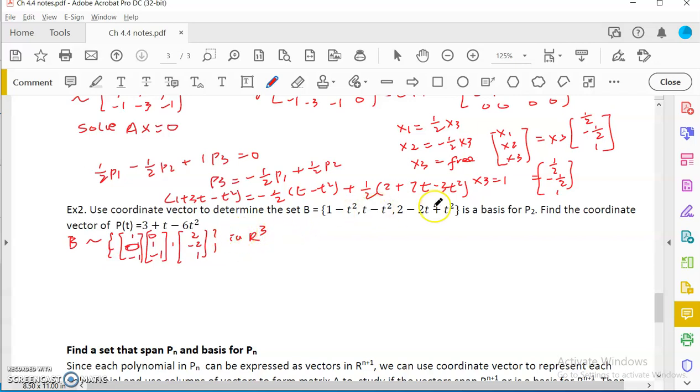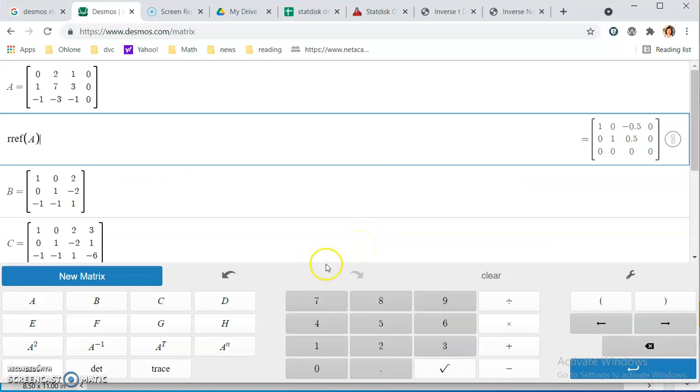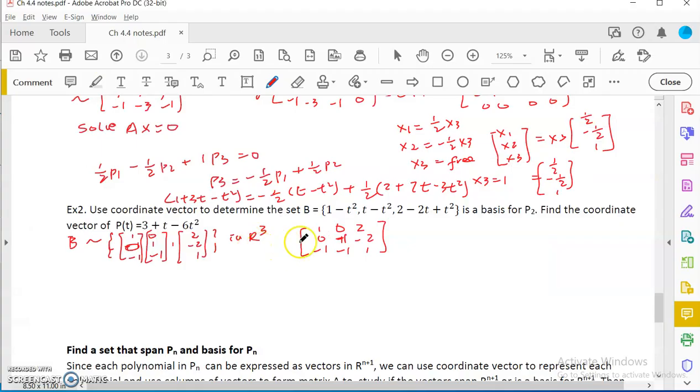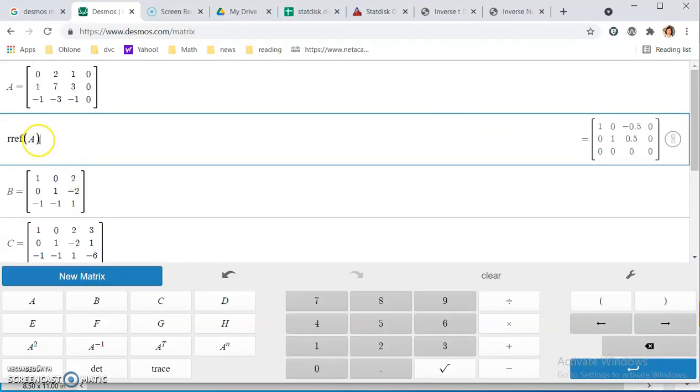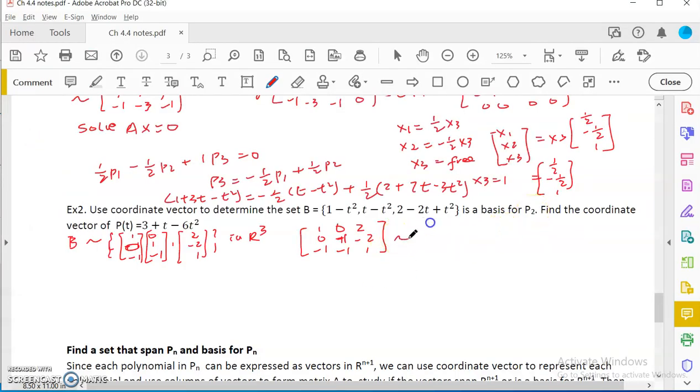To check if this is a basis, I'm going to put them in columns, and then check if this matrix can be converted into the identity matrix, using the invertible matrix theorem. So we do a row echelon of B. Oh, we got an identity matrix, right? 1, 0, 0, 0, 1, 0, 0, 0, 1.